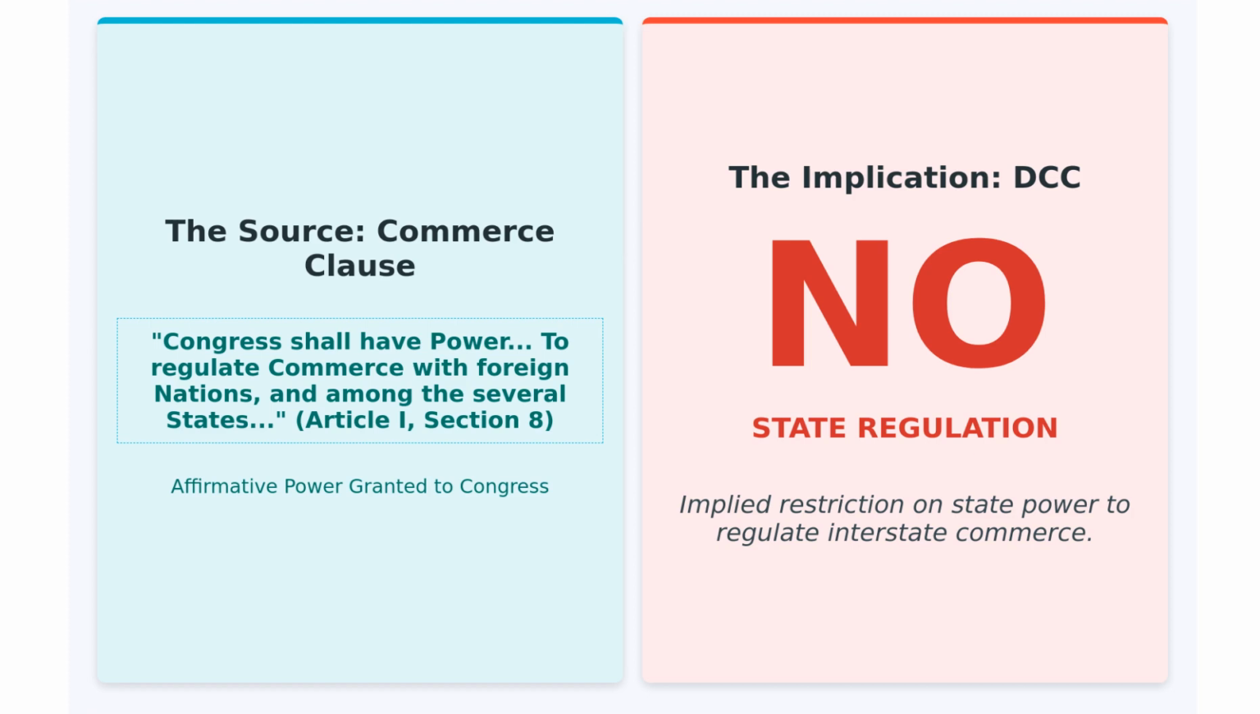If Congress has the power to act, the states are implicitly forbidden from acting in a way that unduly burdens or discriminates against interstate commerce. Think of it as the negative implication of Congress's positive grant of power. When a state law touches upon interstate commerce, the judiciary steps in to ensure national economic unity is preserved.